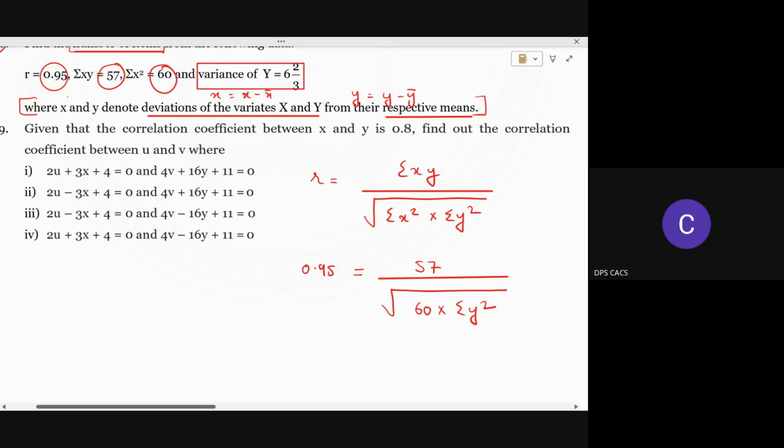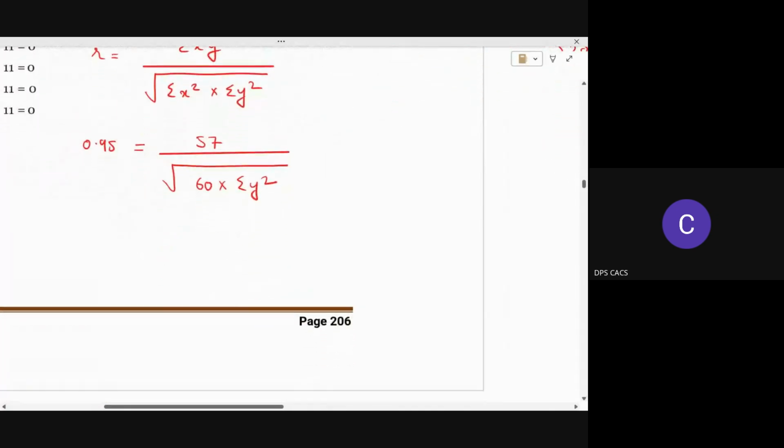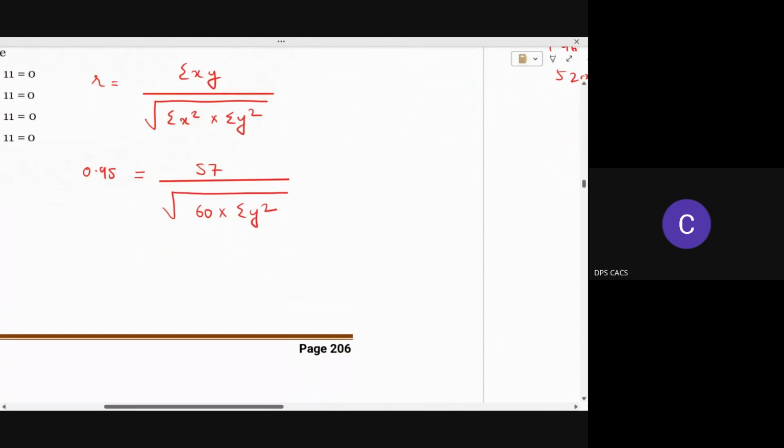But right now I can compute summation y square. Squaring of both sides. 0.95 into 0.95 is 0.9025, right? I told you to learn some squares. Not till 95 obviously. I have asked you to learn till 25. Okay.